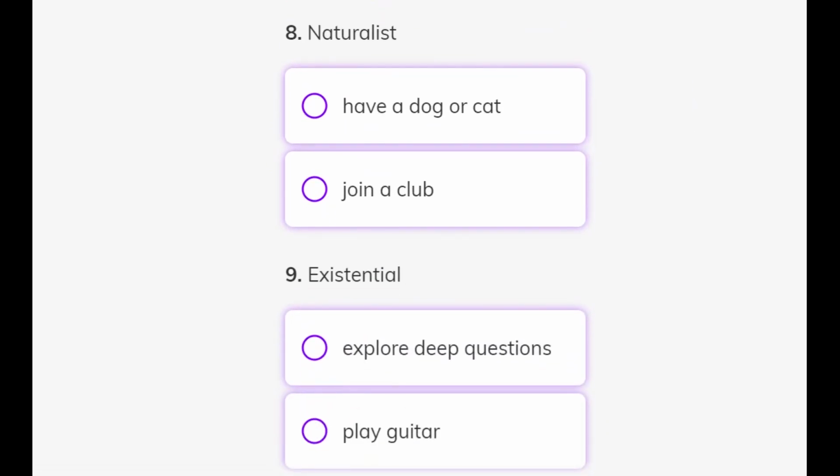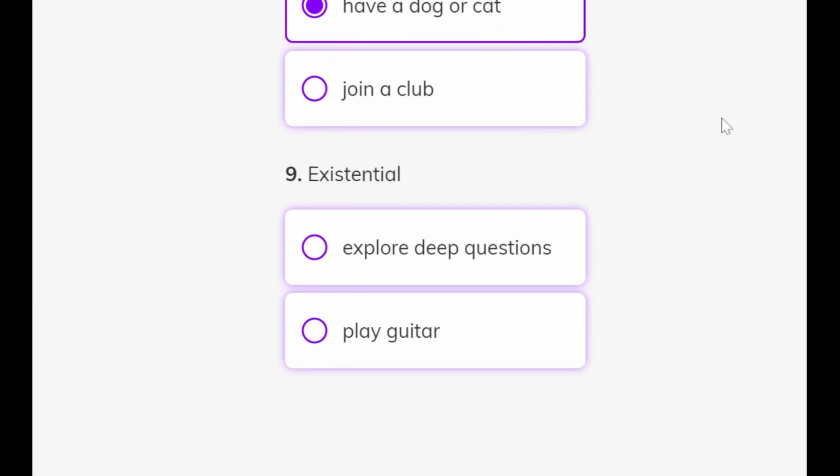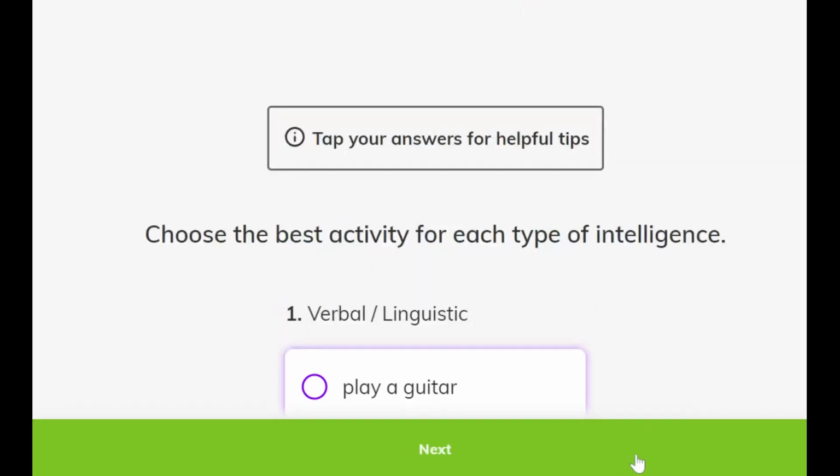Number 8. Naturalist. Have a dog or cat. Join a club. Have a dog or cat. Number 9. Existential. Explore deep questions or play the guitar. Explore deep questions. Let's check.